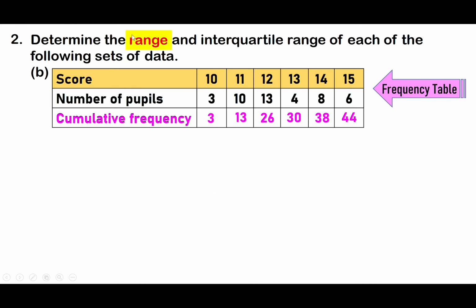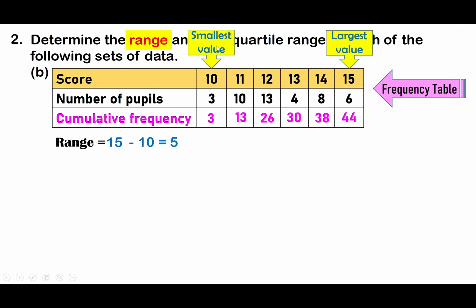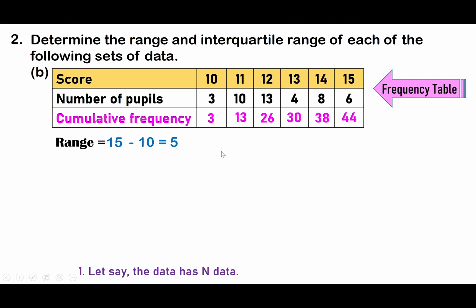Since it's into a range, range is find the largest value minus the smallest value. Remember, we find the value of scale, not frequency. 记得永远记得 range 都是去找我们的 measurement, 不是人数。So 最大的 measurement is 15, smallest is 10. So range is largest minus smallest, 大减小，所以是15减10等于5.